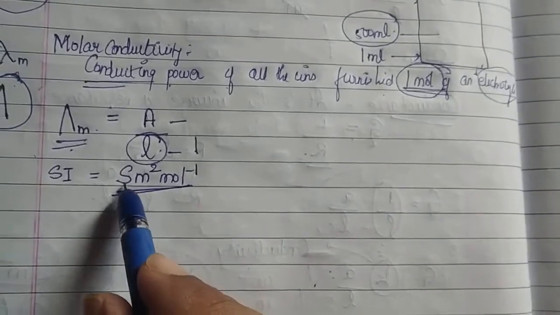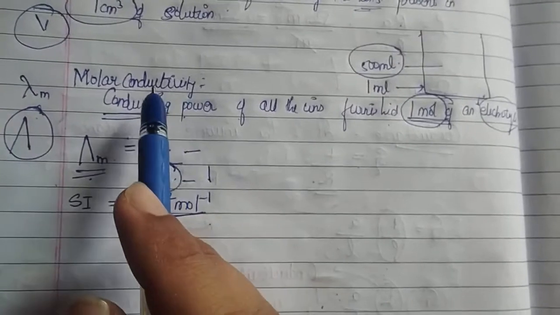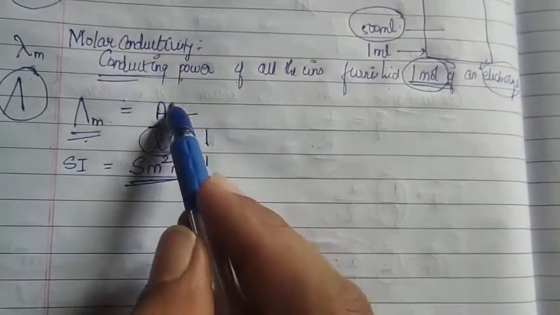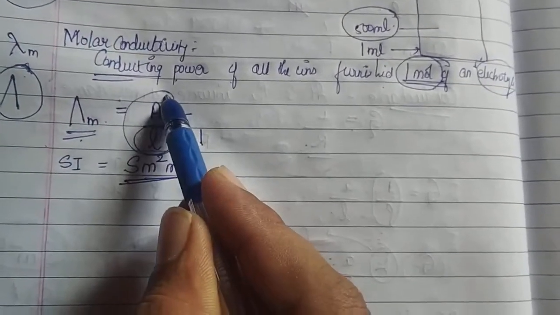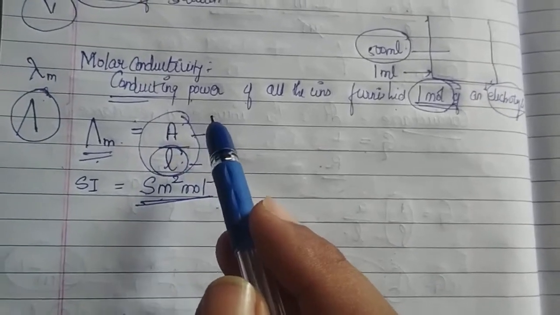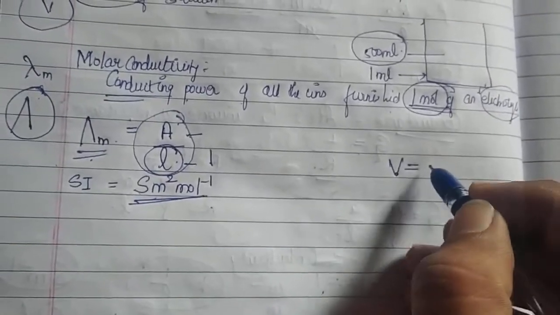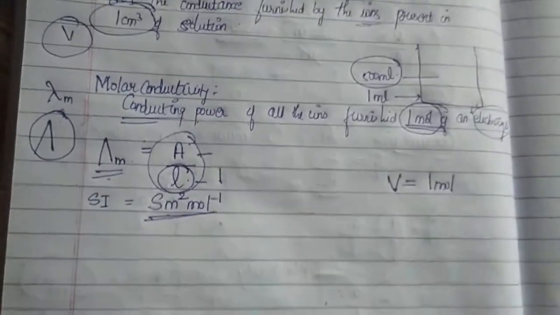So what is the SI unit? Siemens meter square per mole. Are you able to understand? So we define molar conductivity with respect to the formula. We are saying that it is the conductance of a solution having volume V. The volume can be anything, but in that volume V, how much do we consider? Only 1 mole of an electrolyte.